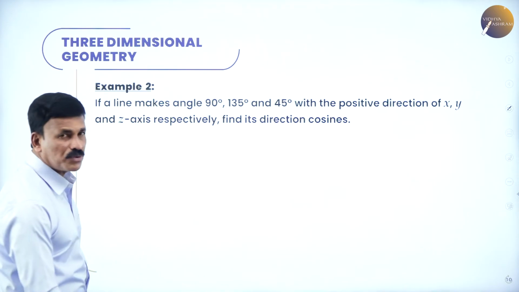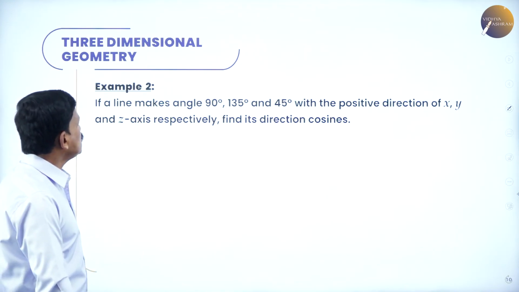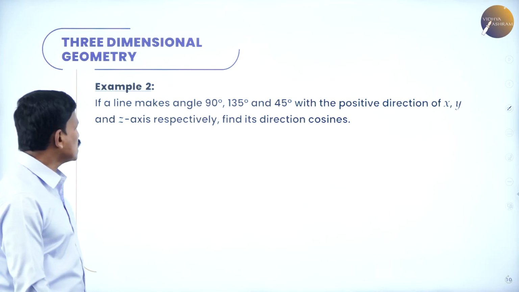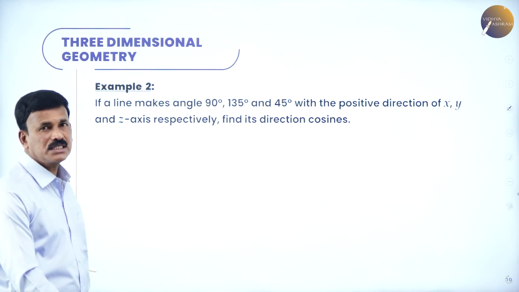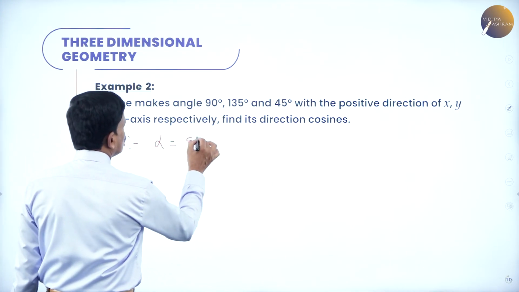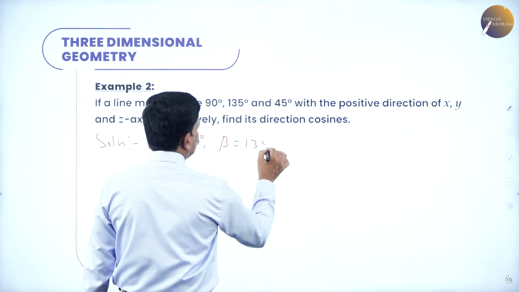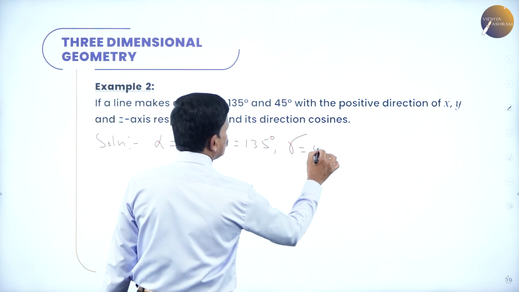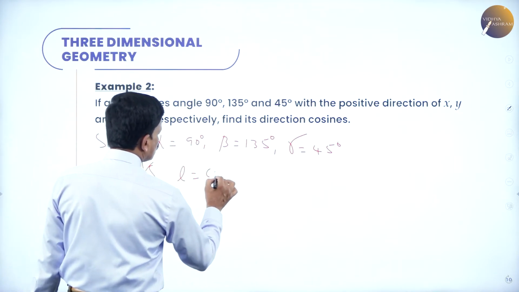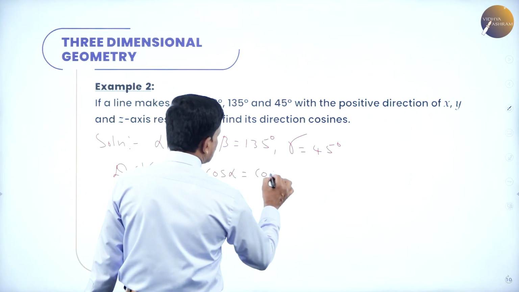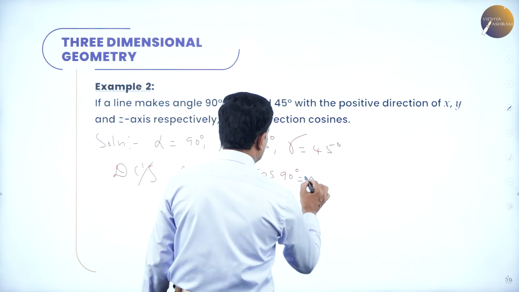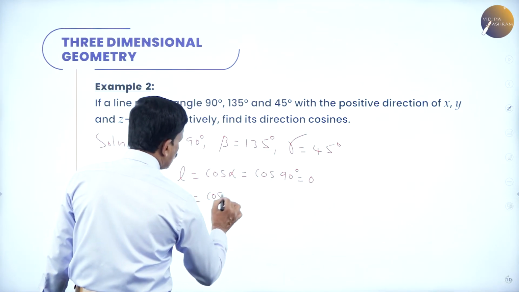What is the problem? Same type of problem. If a line makes an angle 90 degrees, 135 degrees and 45 degrees with the positive direction of x, y and z axis respectively, find its direction cosines. Given alpha is equal to 90 degrees, beta is equal to 135 degrees and gamma is equal to 45 degrees. So, the direction cosines are L is equal to cos alpha, that is cos 90 degrees, which is 0.